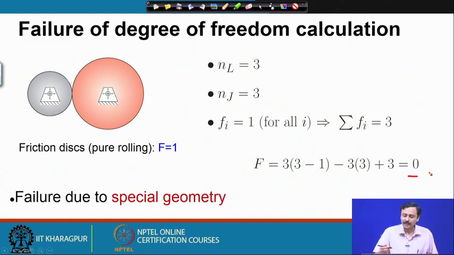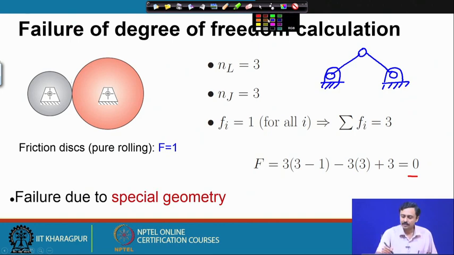Now, the same thing happens for this combination of links. So, suppose ground is 1, 2, 3. So, 3 links, 3 kinematic pairs, and they are all hinges. So, summation of degree of freedom is 3. So, degree of freedom is 0, and we know that this is a structure.